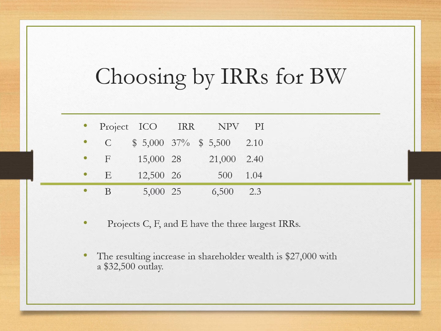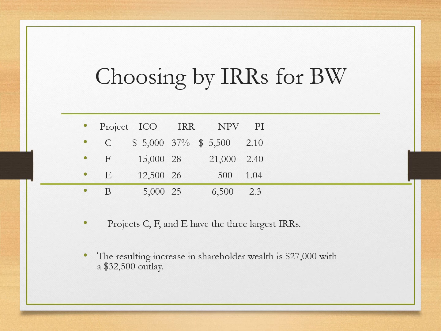So first we are using the internal rate of return method for the selection of these projects. On the basis of IRR, we have selected three projects: C, F, and E. The internal rate of return for C is 37%, 28% for F, and 26% for E. And the initial cash outflow for C is $5,000, $15,000 for F, and $12,500 for E. So what we have considered in the selection of these three projects is that first, the IRR must be higher, and secondly, we have to use all the budget that is provided to us.